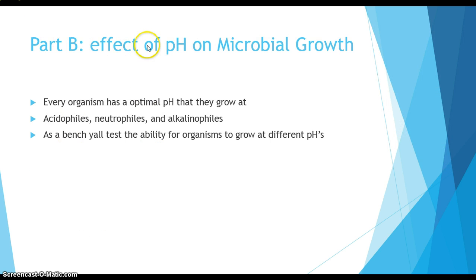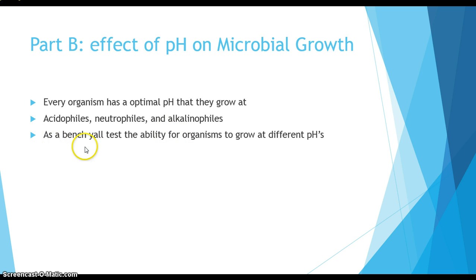All right, now part B is the effects of pH on microbial growth. So we did that one a little bit differently. First of all, just like with temperatures, every organism has an optimal pH that they grow at. So you have a range. Usually it's plus or minus 1 pH unit, but again, that even strays from bacteria to bacteria. But the way to classify these are acidophiles, like acids, right? Neutrophiles, like neutral conditions, like pH 7, and then alkaliphiles, like alkaline conditions. Basic conditions is a synonym, and so they like the higher ranges on the pH scale.